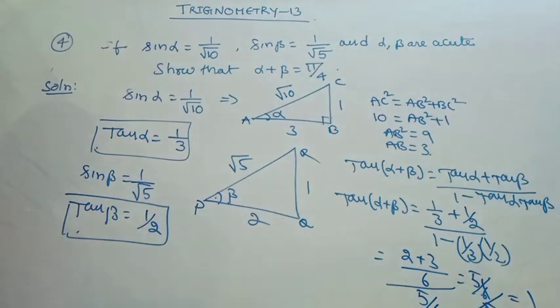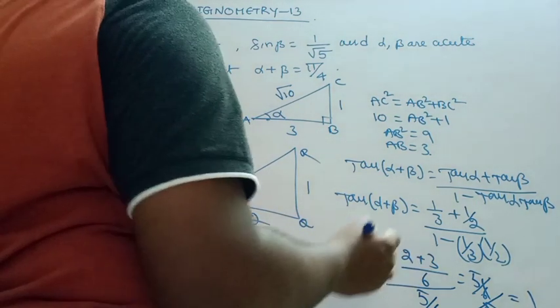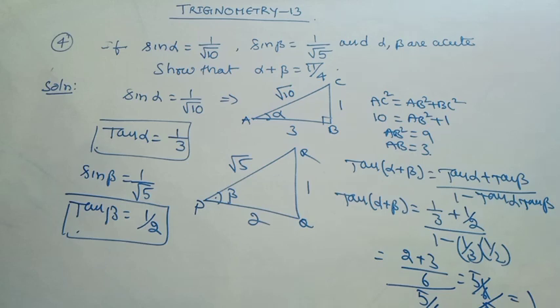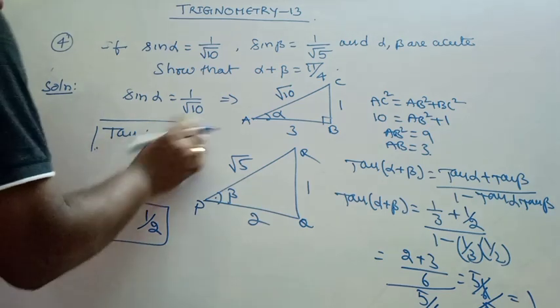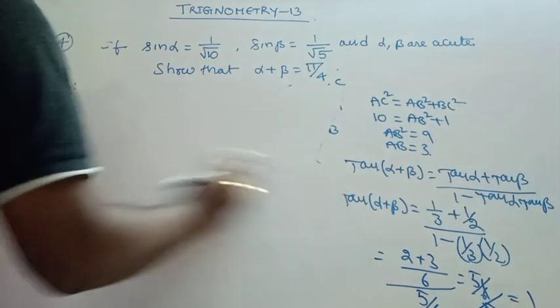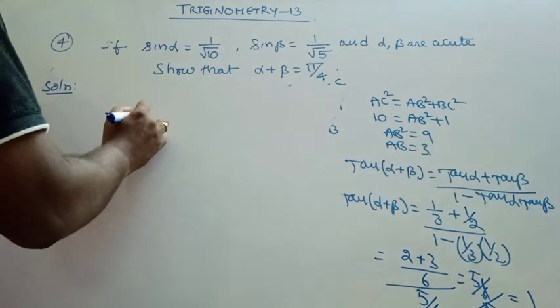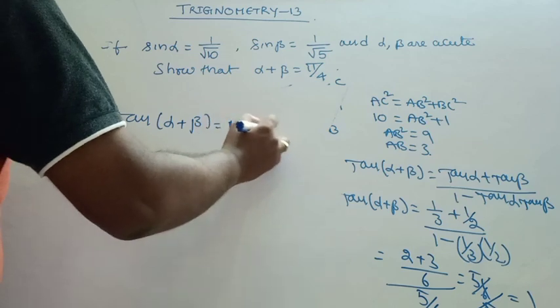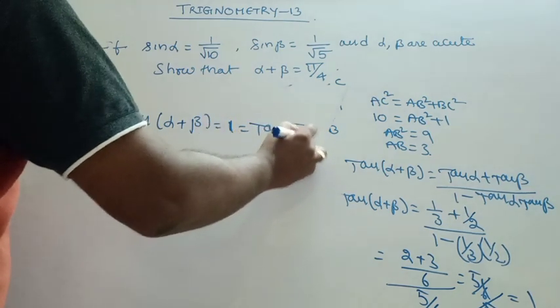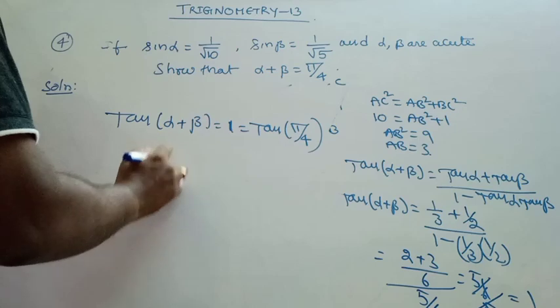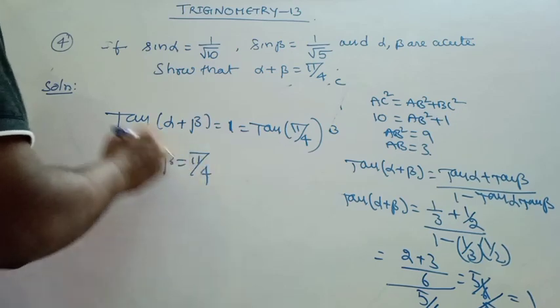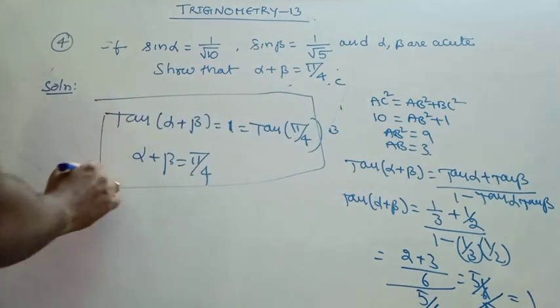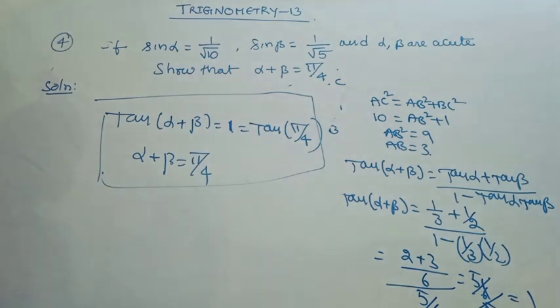Once we have got tan alpha plus beta equal to 1. Now you see here, tan of alpha plus beta, you got it as 1. That means it is equal to tan pi by 4. This is tan pi by 4. That means alpha plus beta is equal to pi by 4. You have got it wonderfully. This is the way how you will do this beautiful problem. Alpha plus beta is equal to pi by 4.